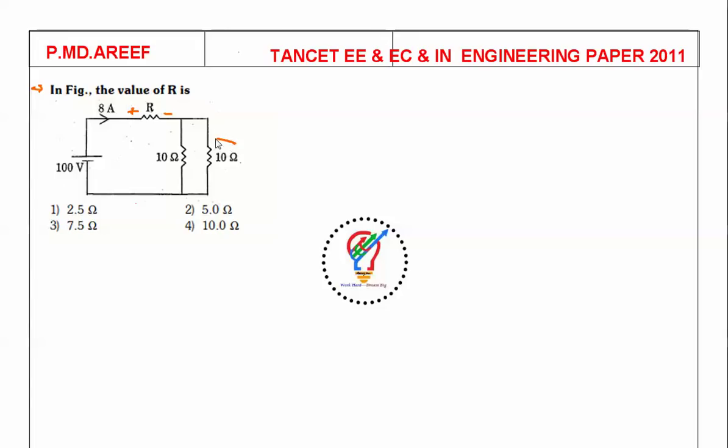Now these two resistances are in parallel. So what will be the equivalent resistance? R1 R2 by R1 plus R2, so 10 into 10 divided by 10 plus 10. How much is it? It is going to be 5 ohms here. So I will write plus minus with the equivalent 5 ohms here.